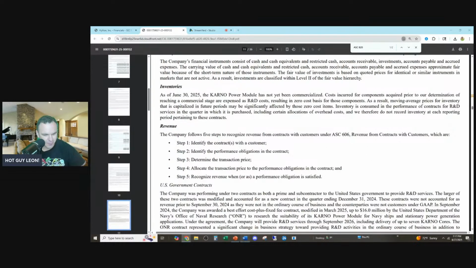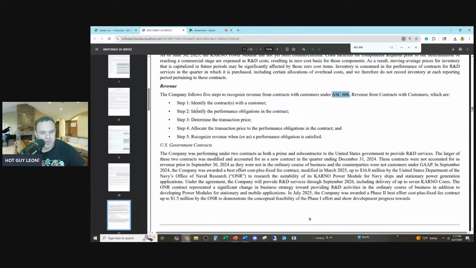Okay, and then the last one, ASC 606. The company, this reminds me of the CPA exam. I miss this stuff. The company follows 5 steps to recognize revenue. So basically, how it works in accounting is you don't record revenue just because you got cash. You record revenue when you actually perform a service. So if you pay me up front to cut your grass 5 times, and I'm using the accrual basis of accounting, let's say you pay me $1,000. Every time I cut your grass once a week, I recognize $200 of revenue.